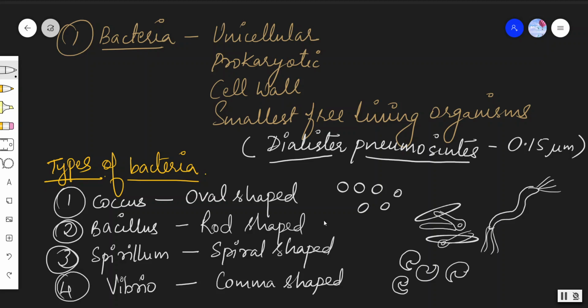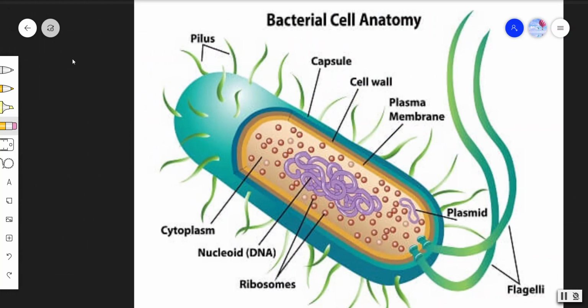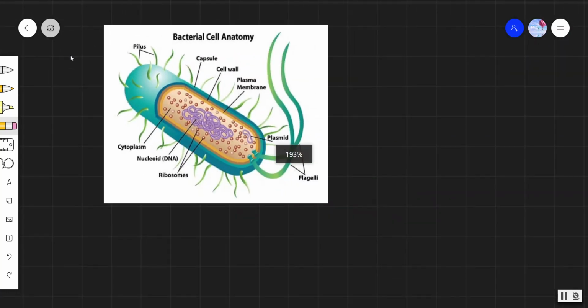Okay, now we are going to take up the generalized structure of bacteria. Okay, so let's take the structure. Let me enlarge this for you a little bit.